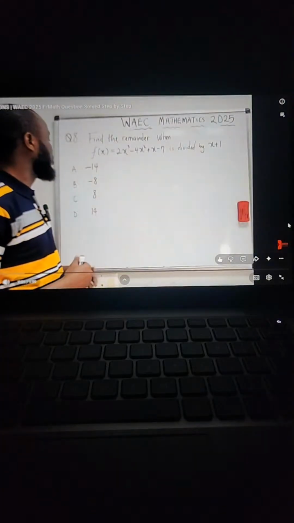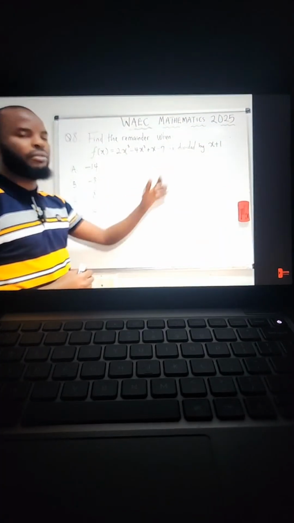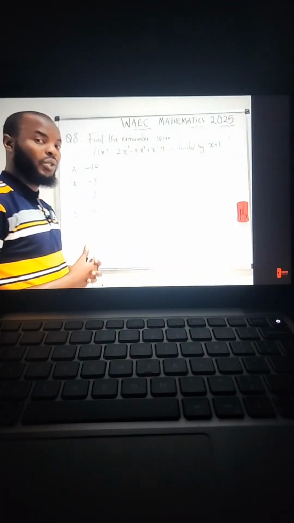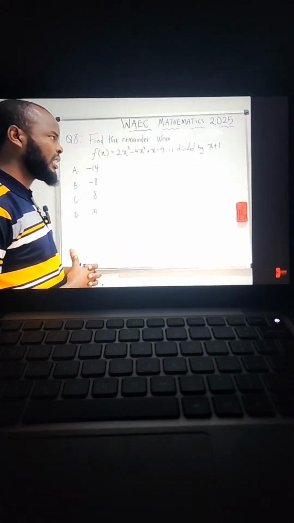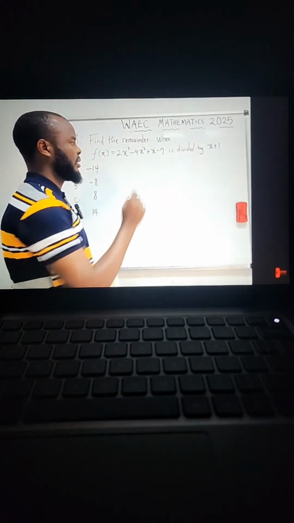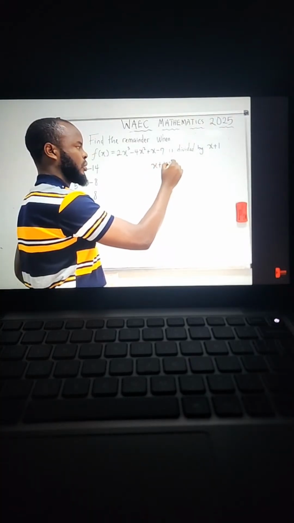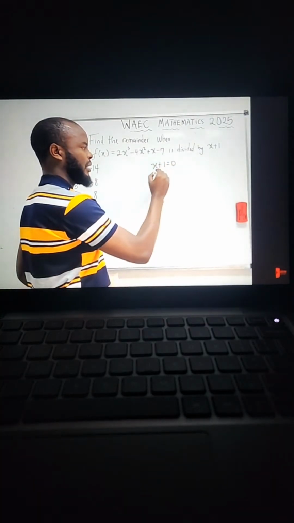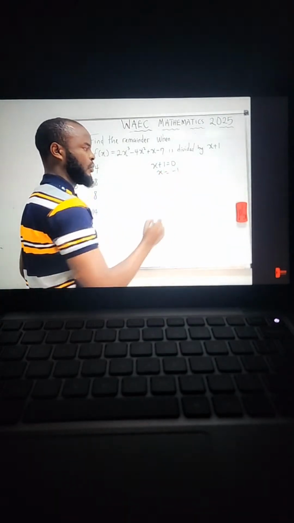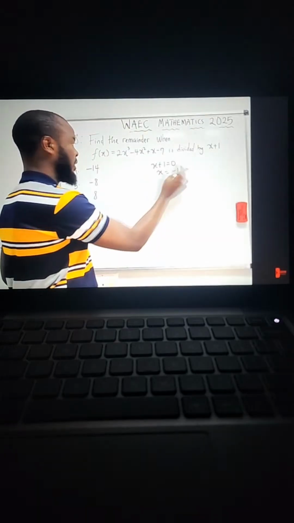Welcome back. Today we'll be doing question number 8. Find the remainder when this function is divided by x plus 1. Actually, there's a rule, but to make it easier for you, equate this to 0. Here we have x plus 1 equals 0. Then here we have that x is what? -1, which makes it very easy to do.